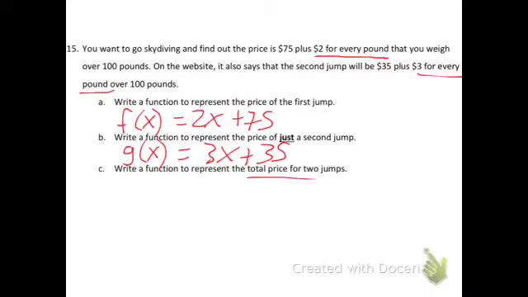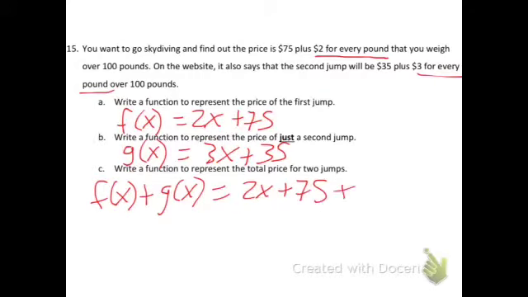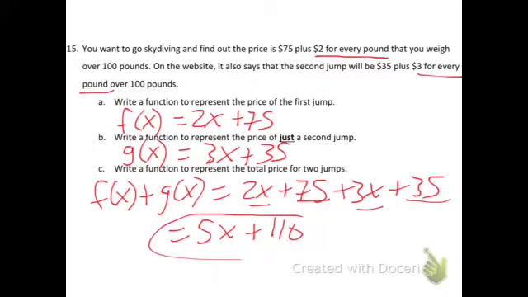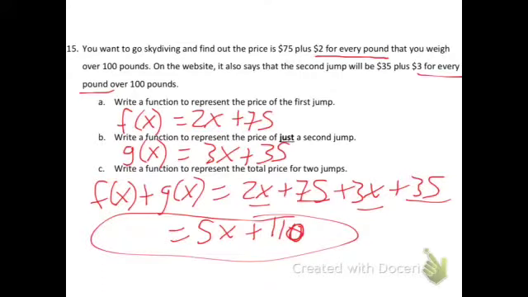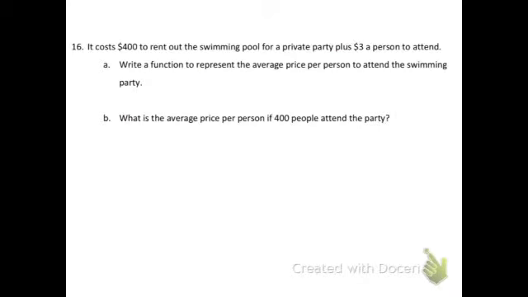If you want to get the total price for 2 jumps, you're going to take these and add them together. So you're going to get f of x plus g of x, which is 2x plus 75 plus 3x plus 35. Combine like terms, you'll get 5x plus 110. That's going to be your function. Ta-da!